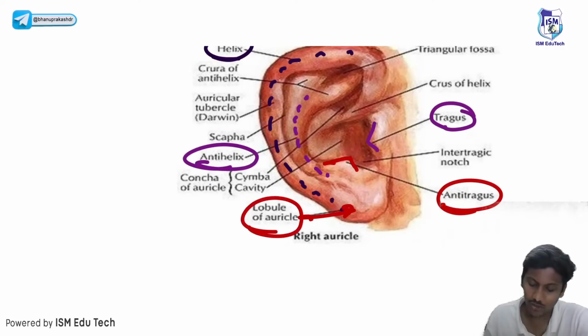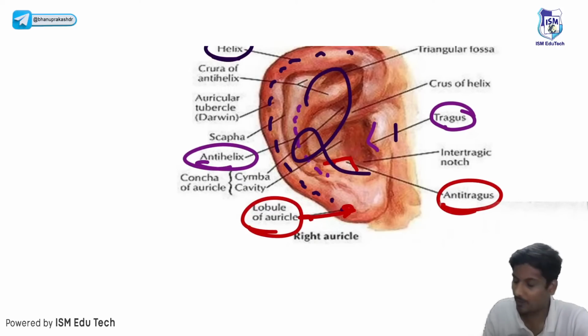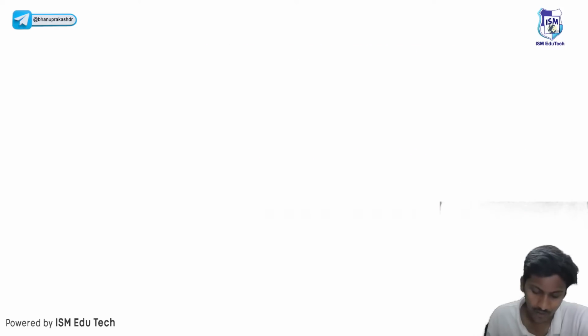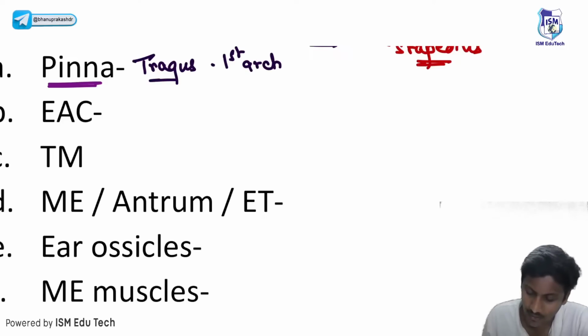Now, an important thing you need to remember is that the tragus is formed from the first pharyngeal arch, whereas the rest of the pinna is formed from the second pharyngeal arch. So if they ask you about the pinna, remember the tragus is formed from the first pharyngeal arch, and the rest of the pinna from the second pharyngeal arch.